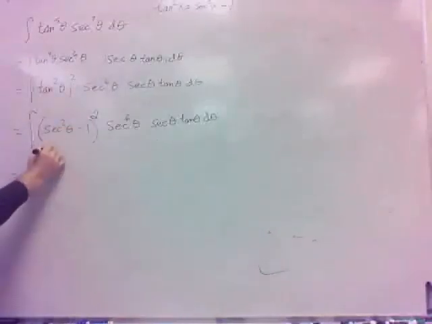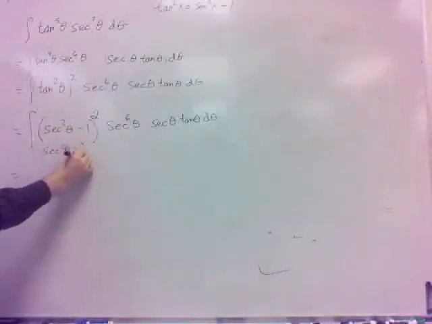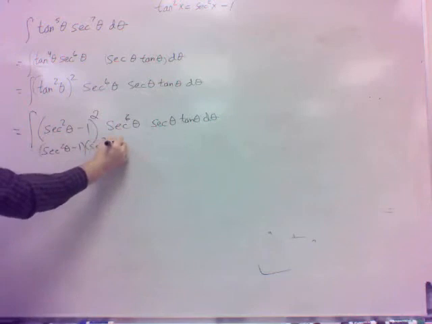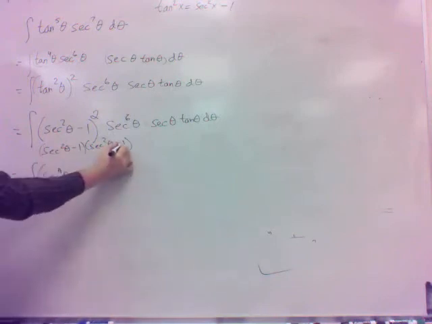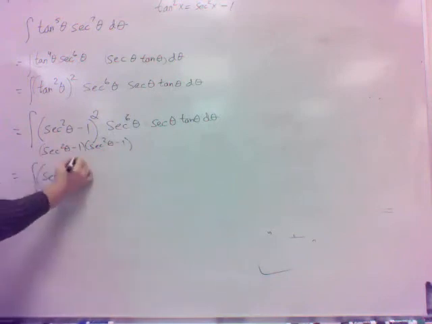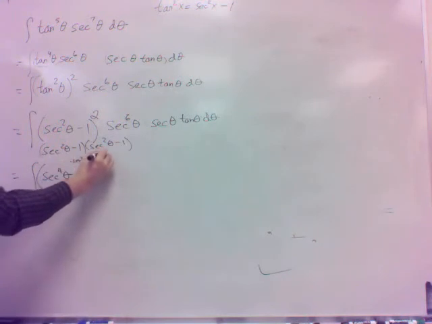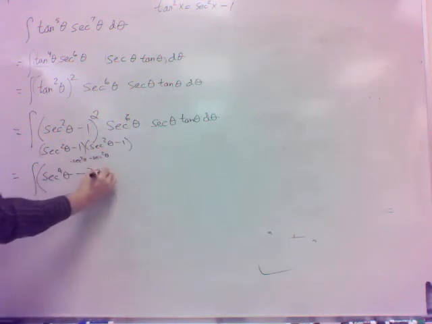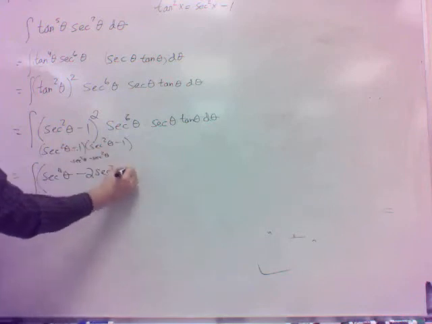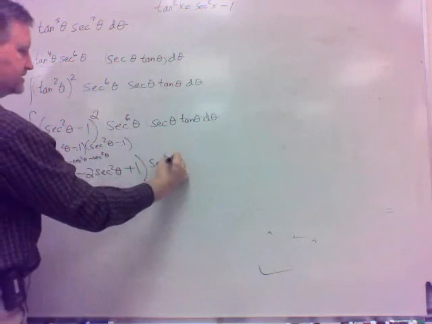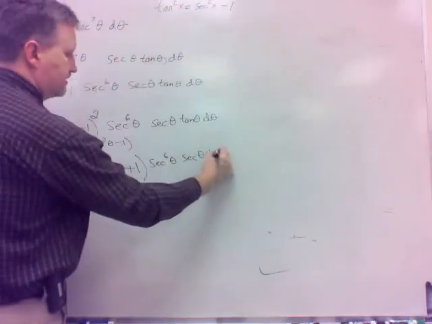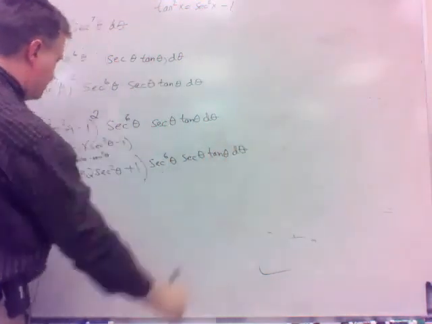Okay, well, I've got to square this thing out. Secant squared theta minus 1 twice. Cutting to the chase, that would be the integral of secant to the 4th theta, minus secant squared, but then I'm going to have another minus secant squared, aren't I? So minus 2 secant squareds. And then minus 1 times minus 1 is plus 1. Times the secant to the 6th, secant theta, tangent theta, d theta. It's getting even longer.